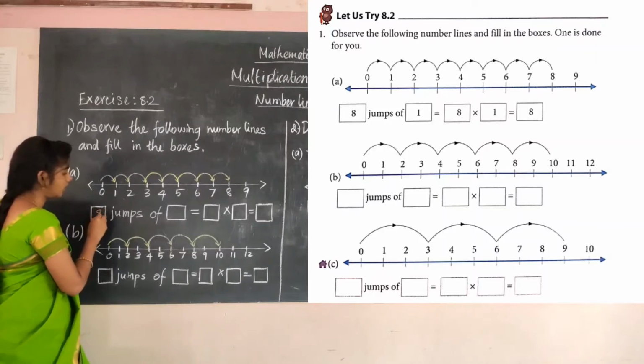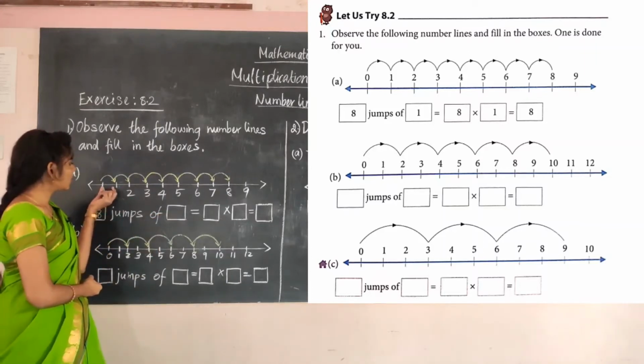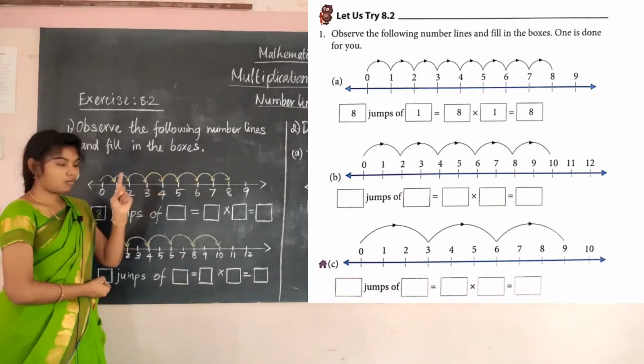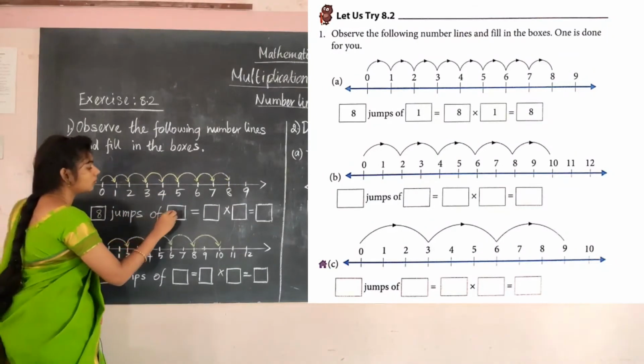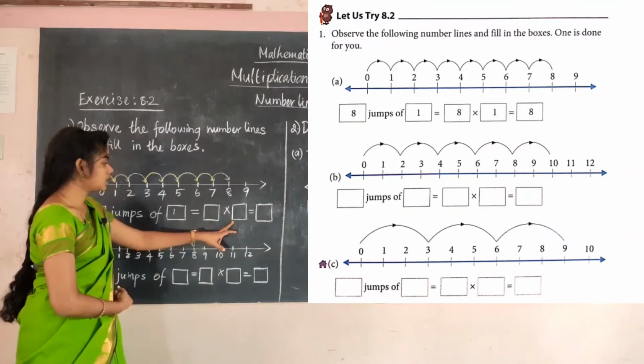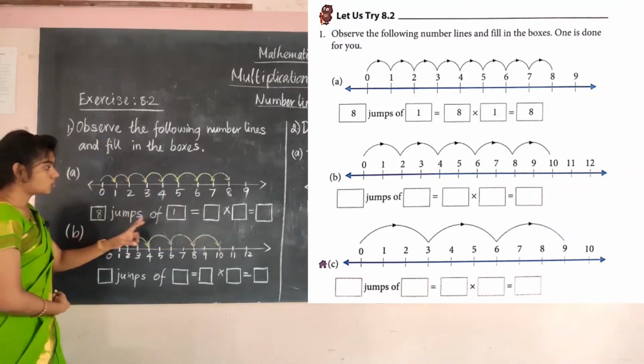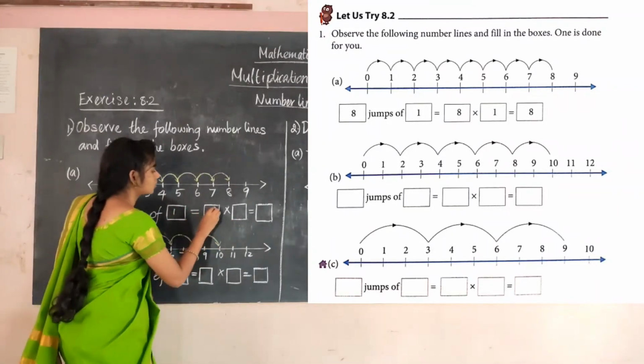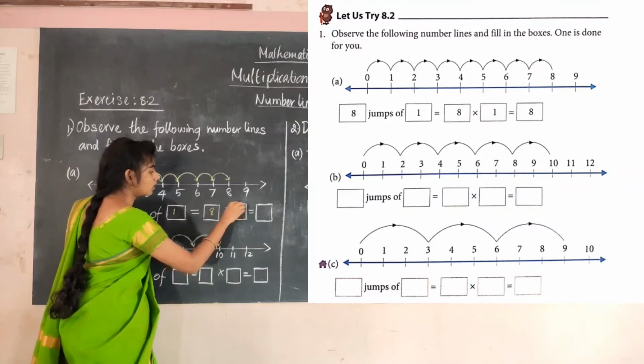So how will you write here? 8 jumps of what is here in between? The counts are 1. So 8 jumps of 1. How will you write this in the multiplication sentence? Here it is 8, no? So write 8 first. So write the number here.